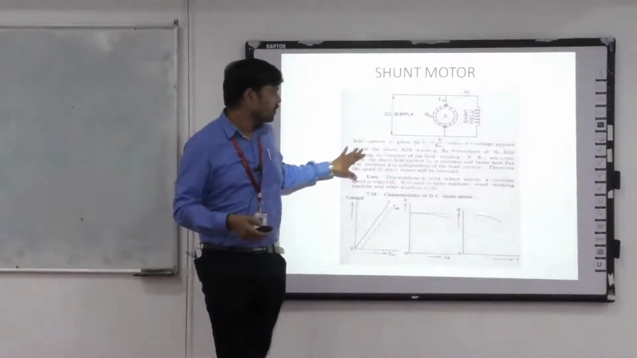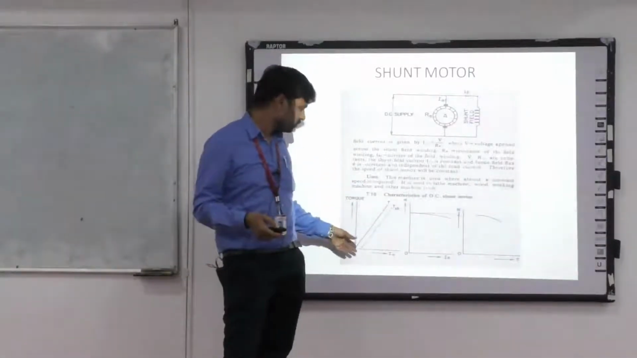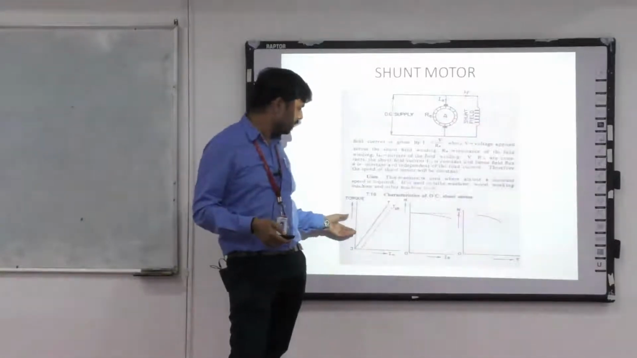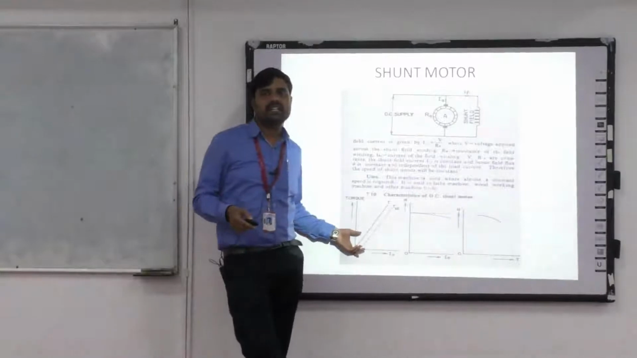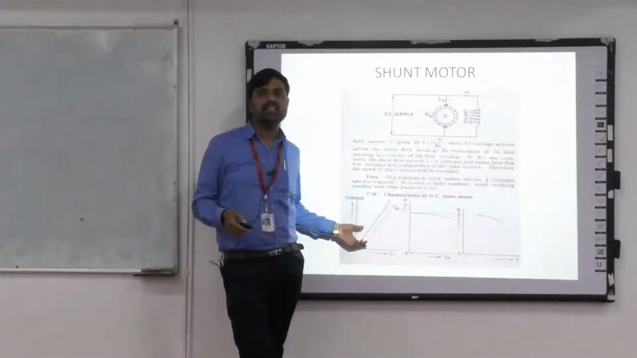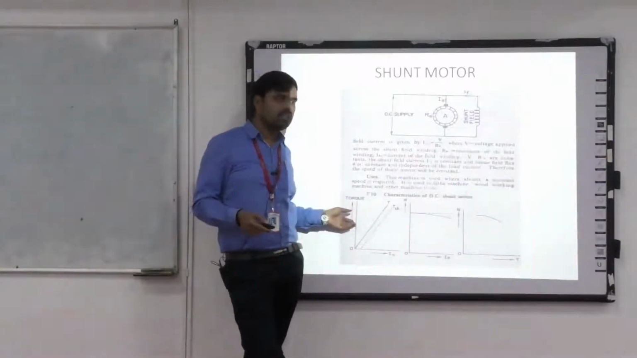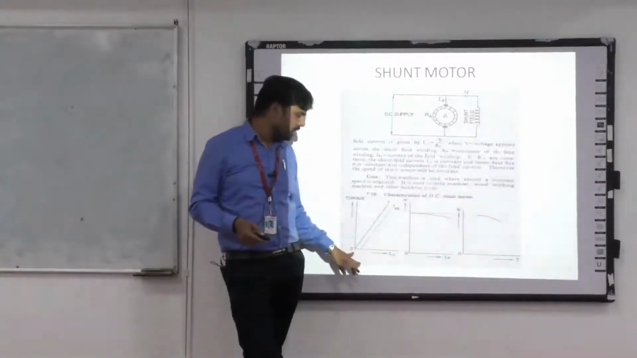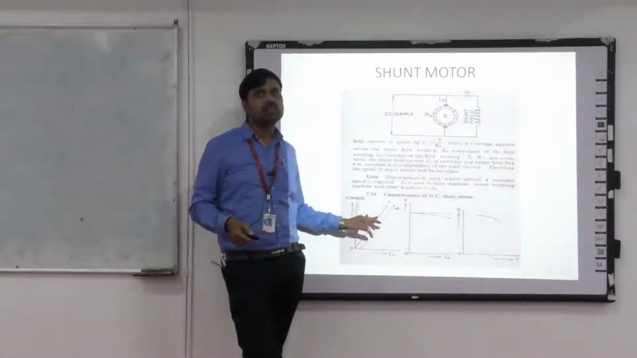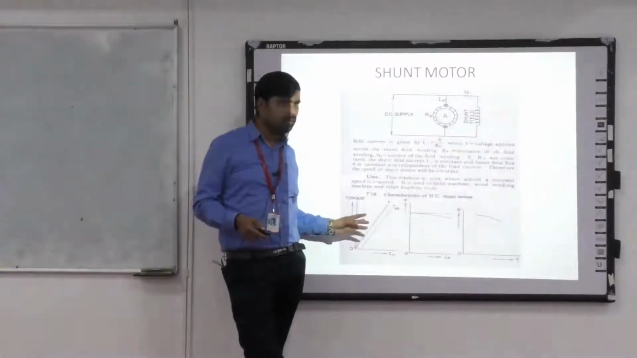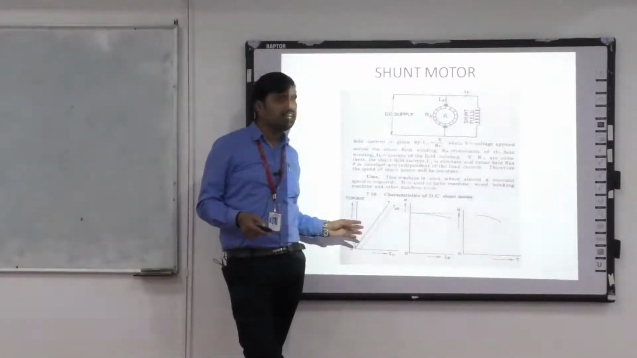Right? So we see here how it is happening, the characteristics. This is called the internal characteristics: what is happening inside the machine, meaning the torque and the armature current. When the armature current keeps on increasing, what happens? The torque also gradually increases. So torque is proportional to φ into Ia.